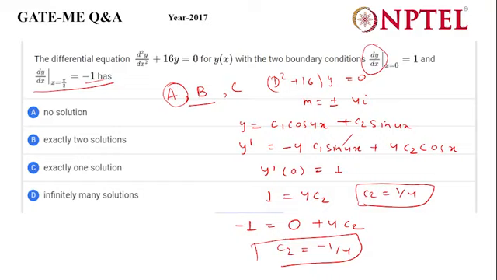A few of you are saying that it would be B, because maybe you are thinking that C2 is getting two values, that means maybe it has two solutions. But actually, what we are doing is finding the values of coefficients at these boundary conditions. They are giving you two boundary conditions and asking you to get a solution which satisfies both boundary conditions. If you put those two boundary conditions, you are getting different values of coefficients. Your C1 will be the same, but your C2s are different. So if you are getting different C2, that means with the same boundary conditions you will not get any solution. Okay, so your answer will be no solution.